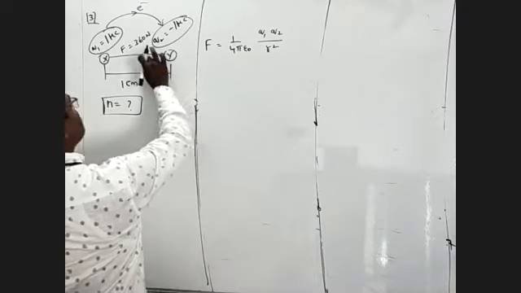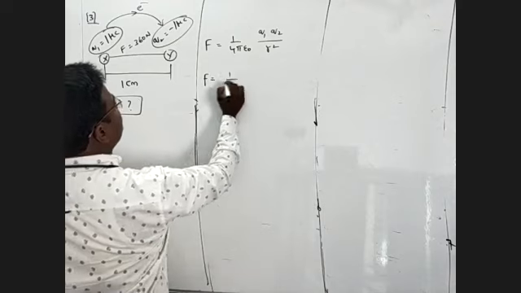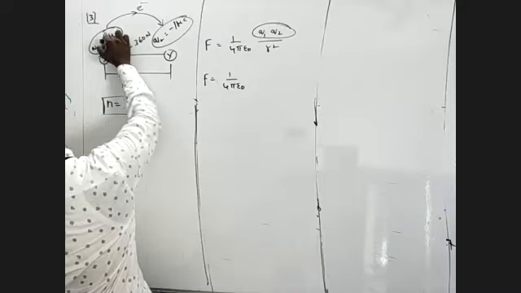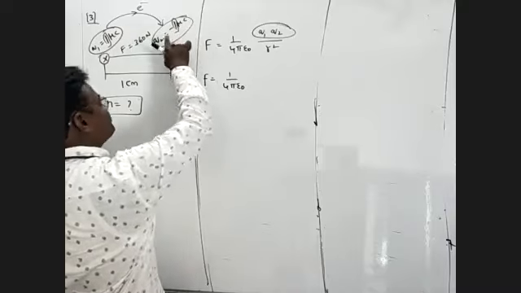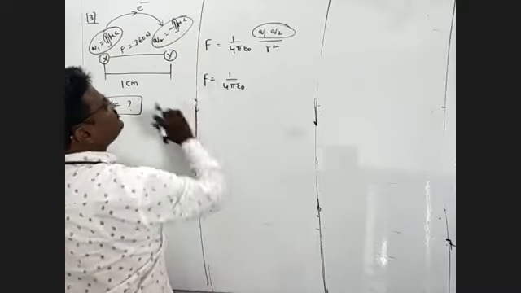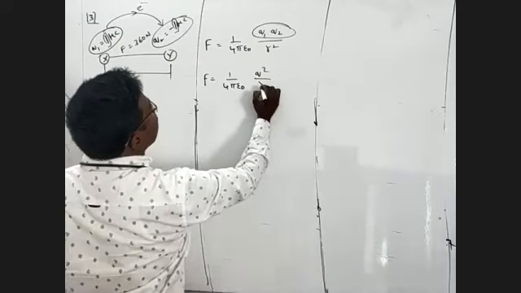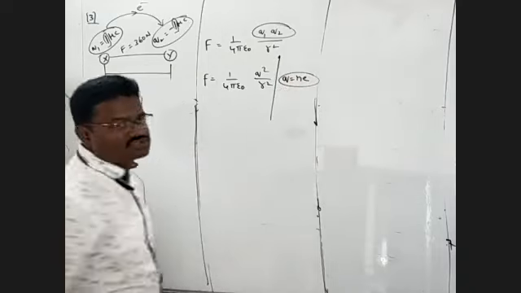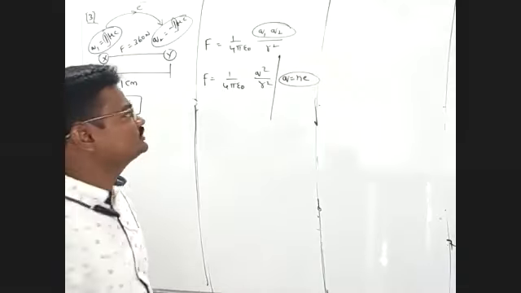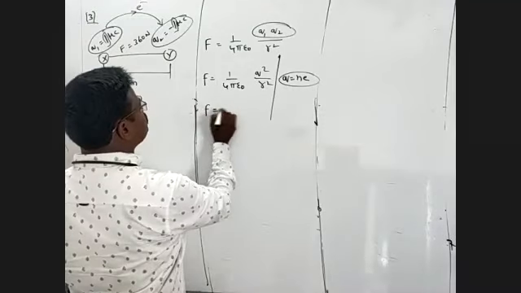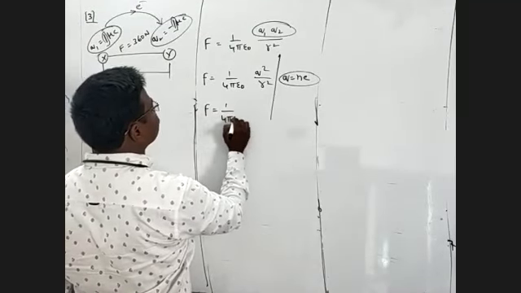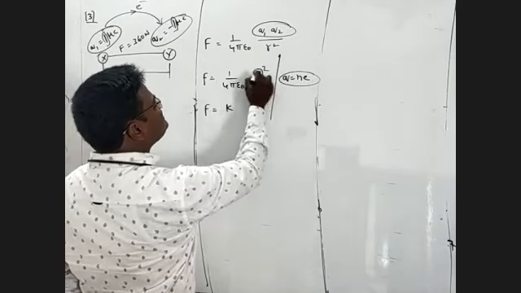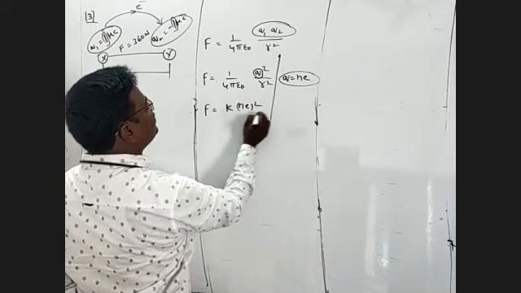Applying Coulomb's law here, F equals 1/4πε₀ times Q1 Q2 over R squared. When we calculate the charges, we take them as positive magnitudes, so Q squared. Q means quantization of charge: Q is equal to NE. Now F is equal to K, where K is 1/4πε₀, times NE whole squared by R squared.